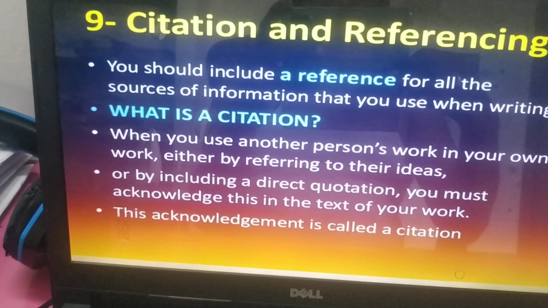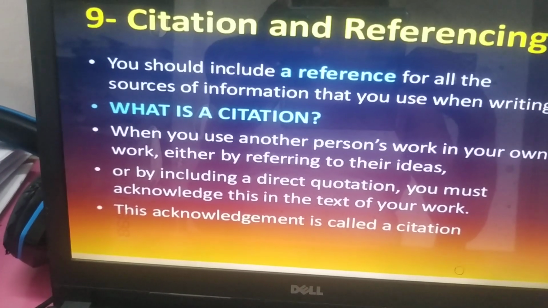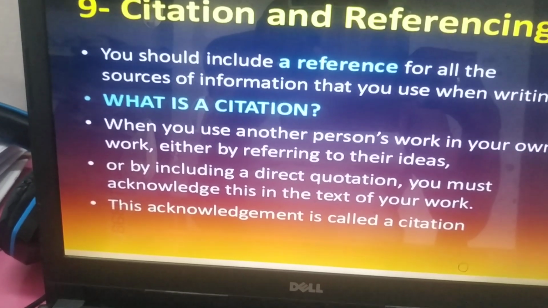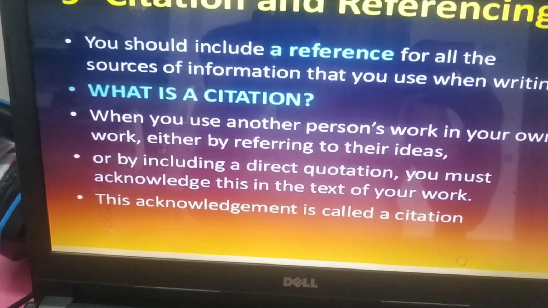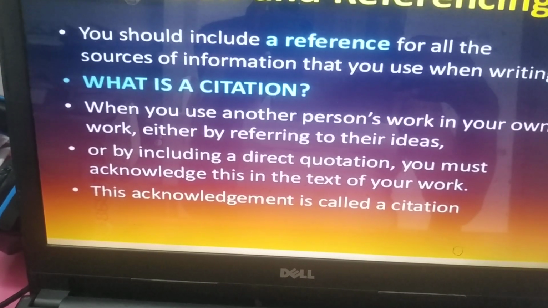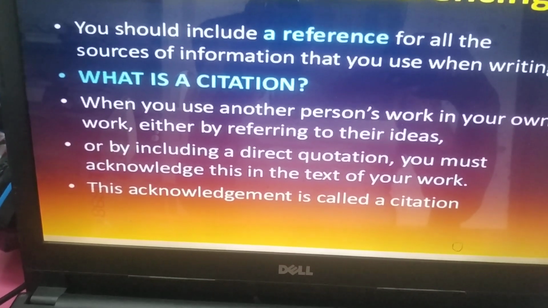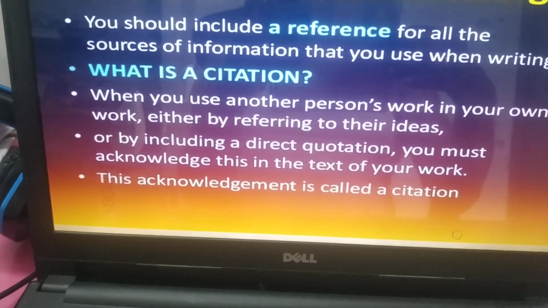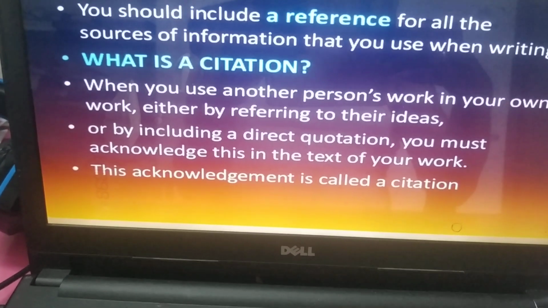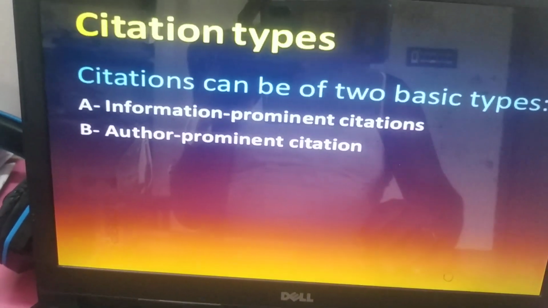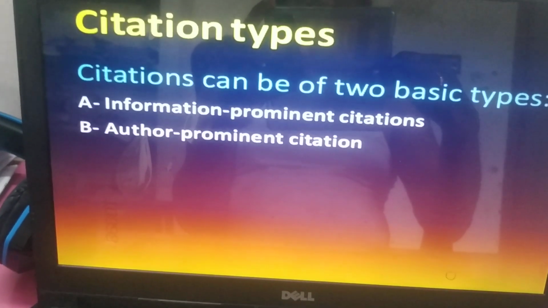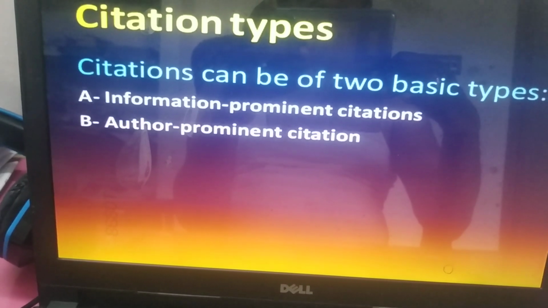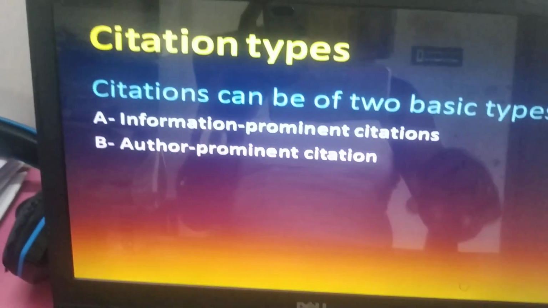Citation and referring. You should include a reference for all sources of information that you use when writing. What is a citation? When you use another person's work in your own work, either by referring to their ideas or by including direct quotations, you must acknowledge this in the text of your work. This acknowledgement is called a citation. Citation types: citations can be of two basic types, informative and prominent citations.